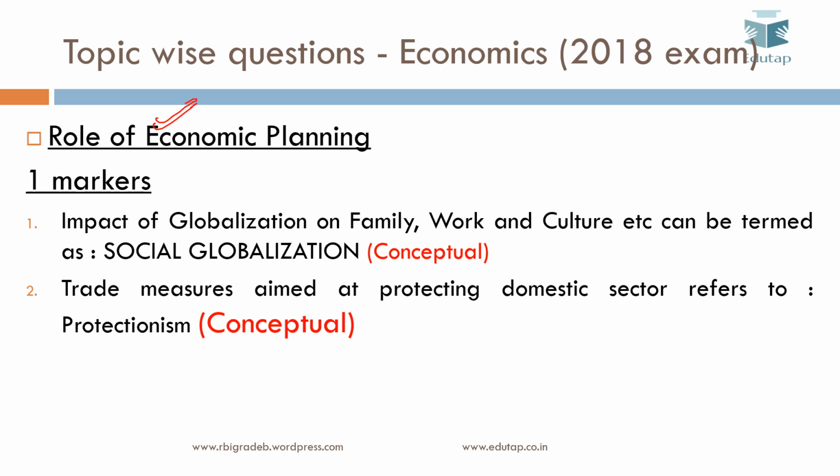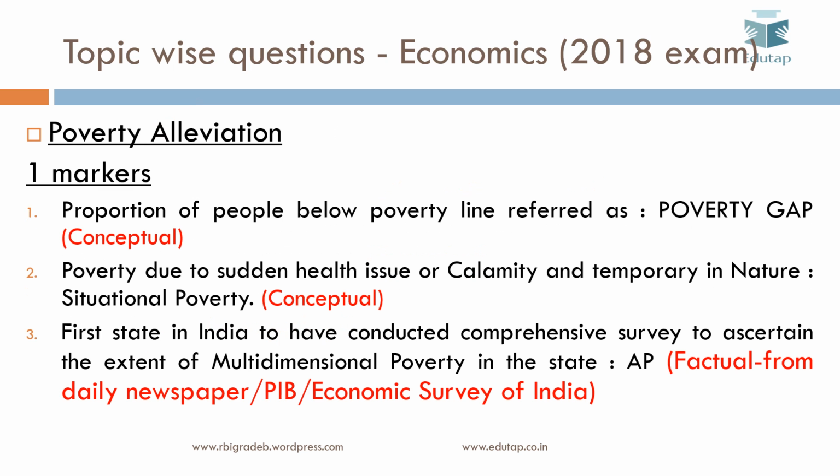So 1-marker questions, if you see, impact of globalization on family, work, culture can be termed as what? So it is a concept based question regarding social globalization. The trade measures that are aimed at protecting the domestic sector refers to what? Okay, so it is talking about a term in trend, that is protectionism. Okay, so again if you're in the habit of keeping yourself updated, you would definitely be able to answer this particular question, right? Then moving on to poverty alleviation, 1-markers here.